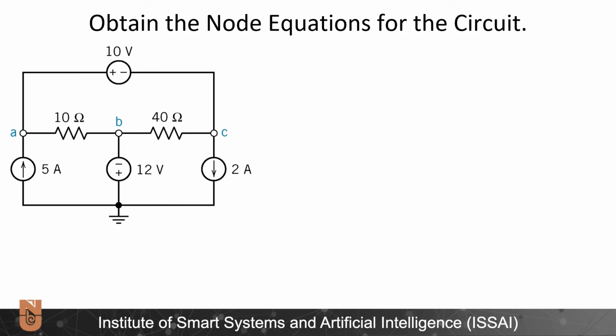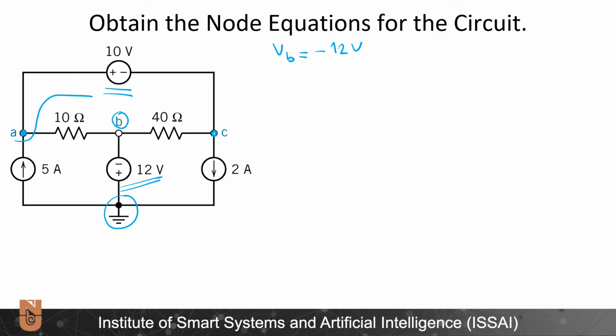All right, let's obtain the node equations for this circuit. I think I can use the supernode concept here in two places. Firstly, I have this node B, and between this node B and the reference node, we have a voltage supply. So I can simply write VB is equal to minus 12 volts and be done with that. Secondly, I have here node A, and here I have node C, and between node A and C, I have this 10 volt voltage supply.